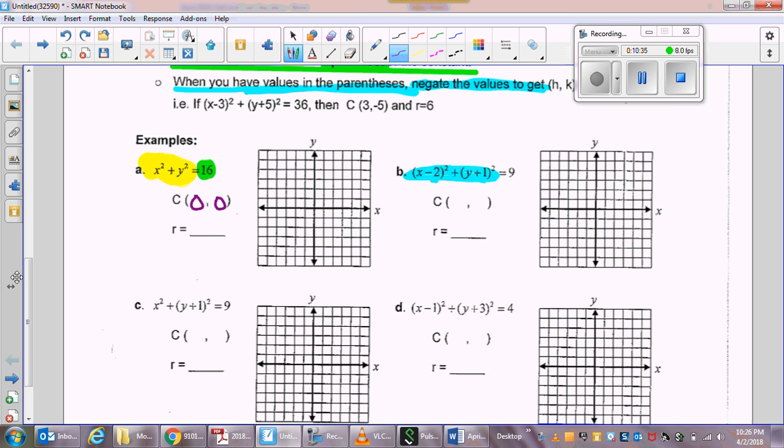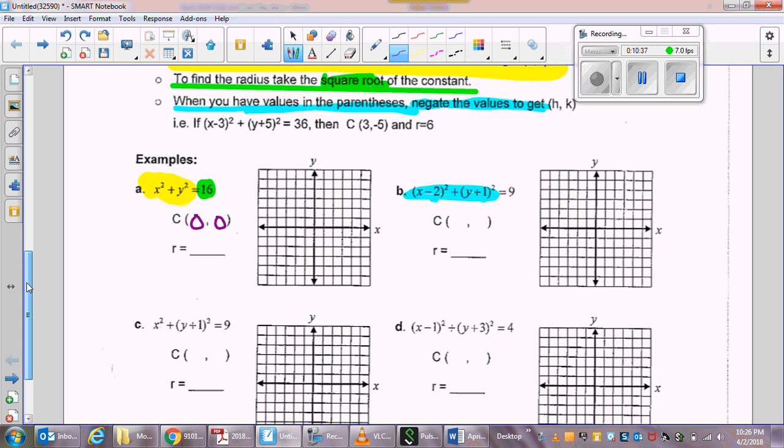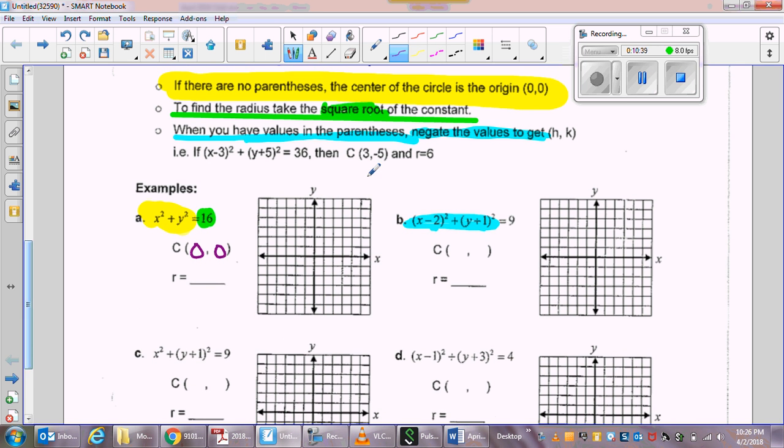And if you look at number 2 of this thing they gave you, to find the radius, that's what I'm trying to find here, right? I'll take the square root of the constant. So I'm just going to take the square root of 16, which is 4. That's all you have to do.